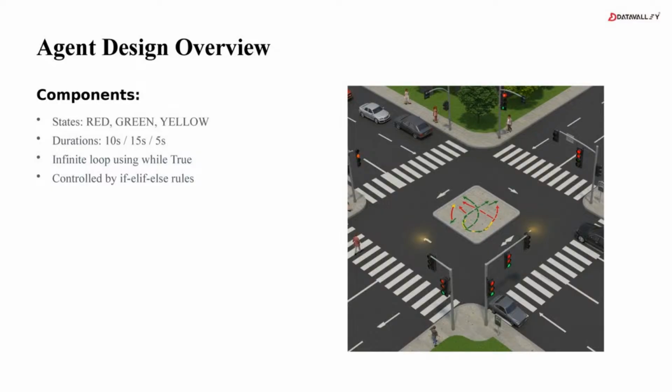Next, one more important thing is duration. Suppose when we are in a red color state, it might take a few seconds to hold that action, and then it moves to another state and also takes some time to be in that state. That defines the duration. And next, infinite loop using while.